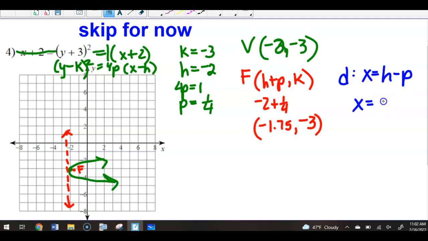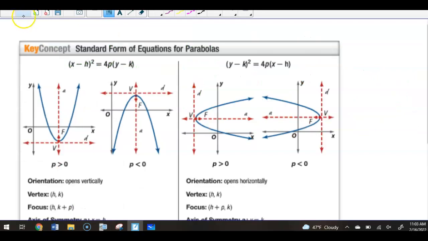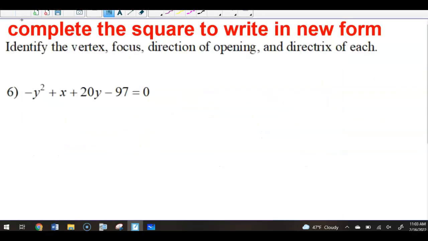So that is, let's see, h was -2 minus 1/4, which would just be -2.25. So it's a little past 2, and it's that vertical line. Okay, so that was a quick review of those. Unfortunately, they both had the same p-value. But then I want to talk more about completing the square.